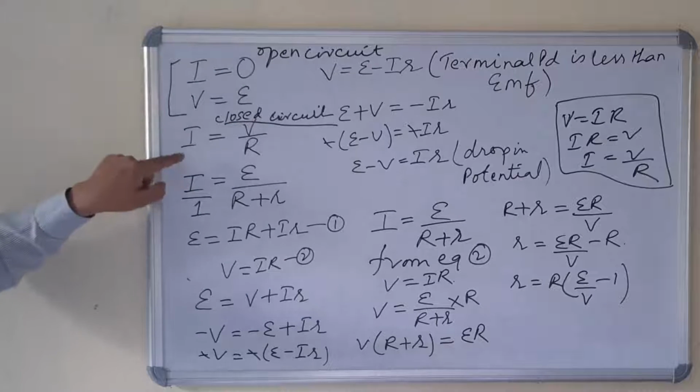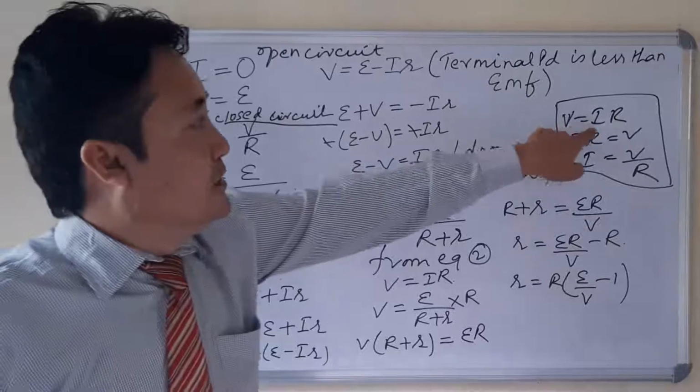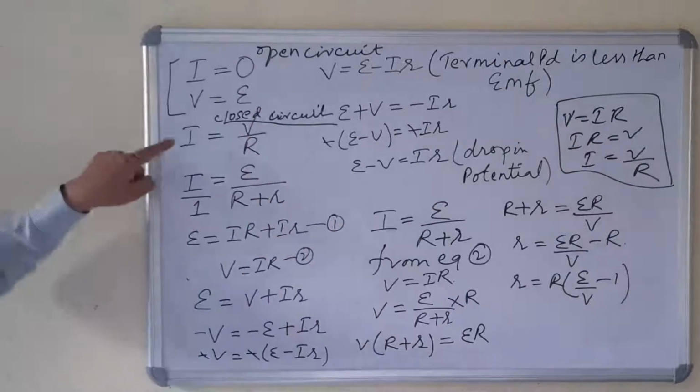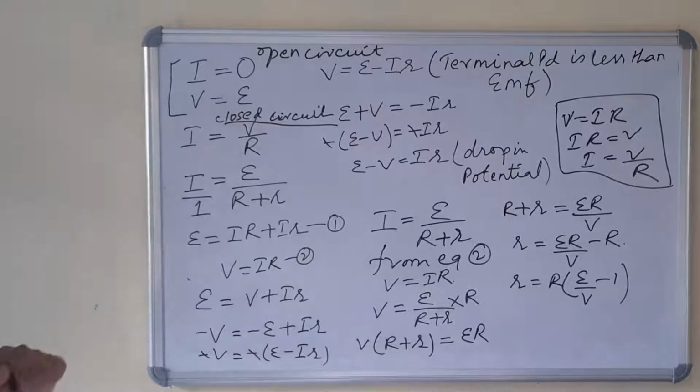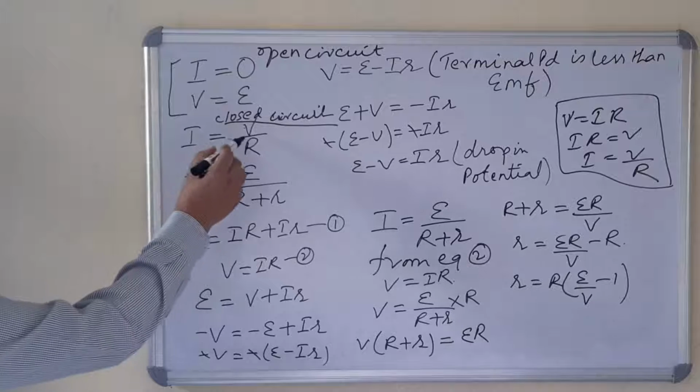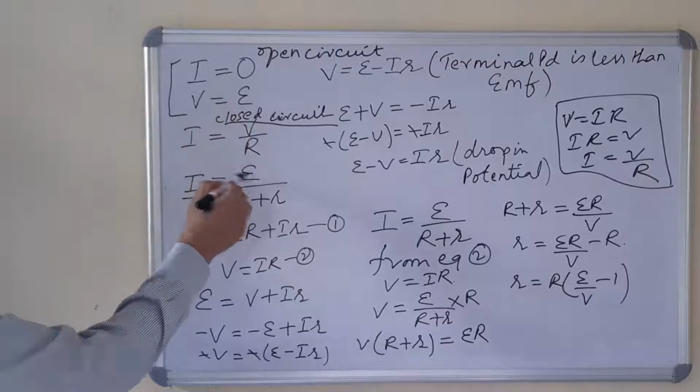Now when the circuit is closed, I can write from Ohm's law V equals to IR, IR equals to V, or I equals to V upon R. So I can write here I equals to V upon R. Now substitute. Instead of V, what is the value of V given here? E. I can write it here E.